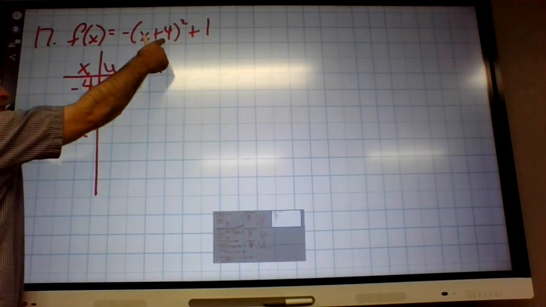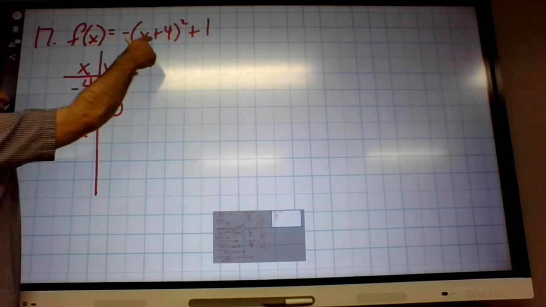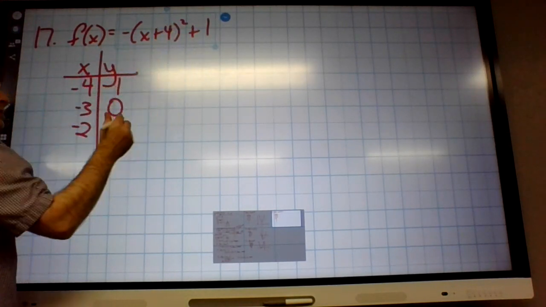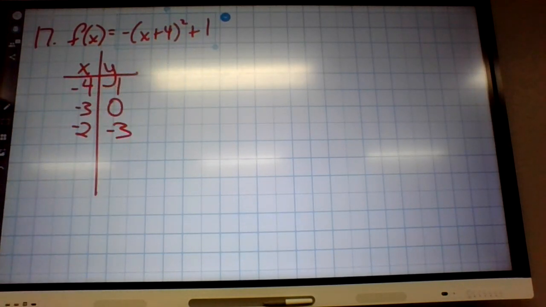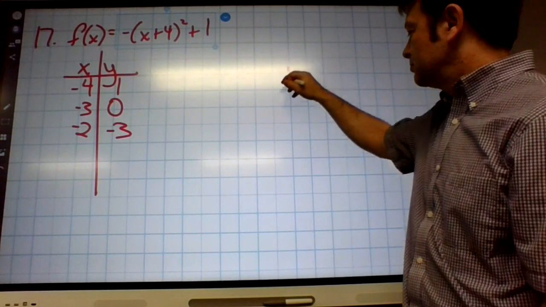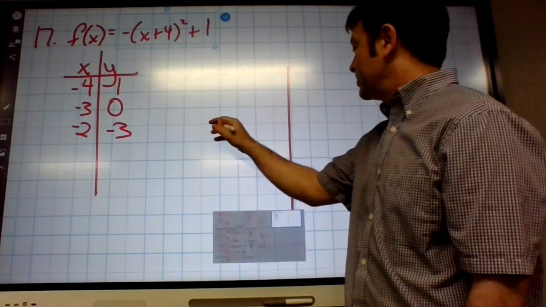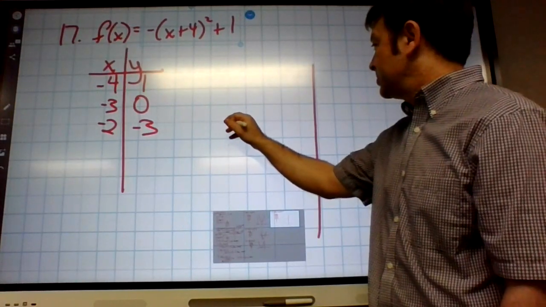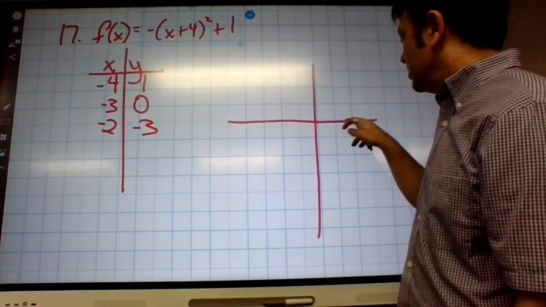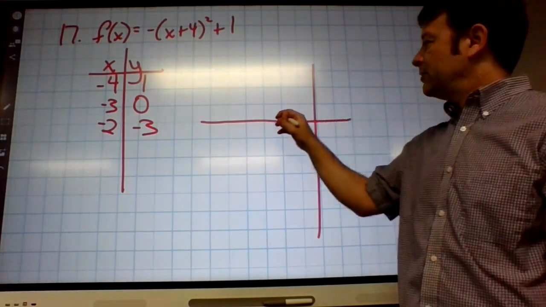-2 plus 4 is 2. 2 squared is 4. -4 plus 1 is -3. Alright, so this one's going down actually a little bit. So I'll start at the vertex. Oh, it's also to the left. What's the vertex? -4, 1.